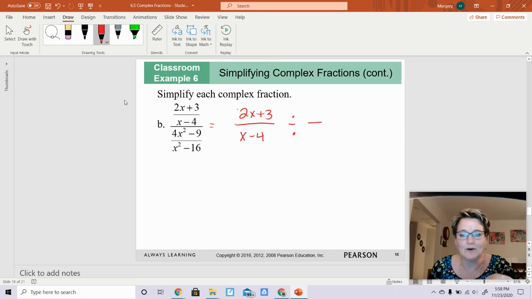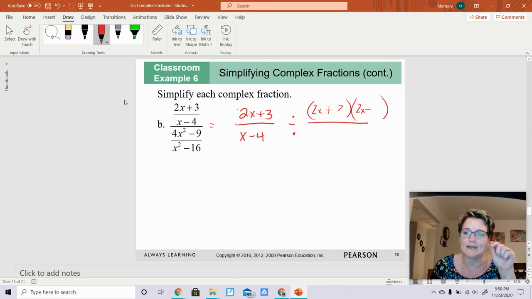Now, I know that that is a difference of squares because I can square root 4x squared and 9, and it's separated by a minus sign. So I know I'm going to have 2 sets of parentheses. One will have a plus sign, one will have a minus sign. 4x squared, when you square root it, you get 2x. Square root of 9 is 3. So that's a difference of squares.